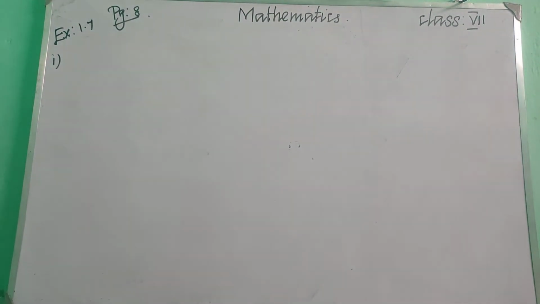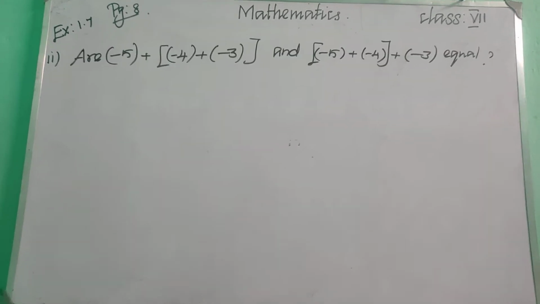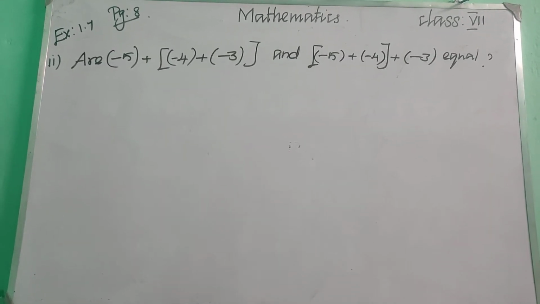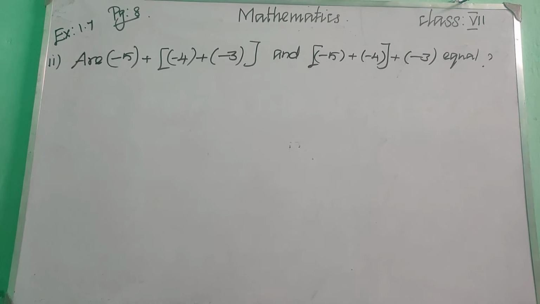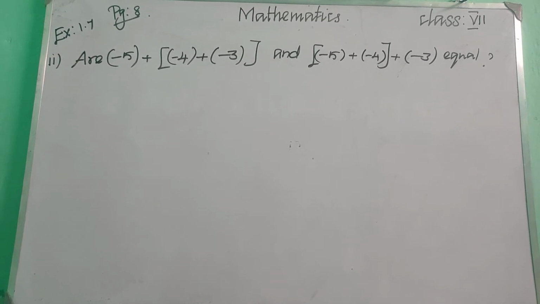So what's the question? R minus 5 plus inside the bracket minus 4 plus minus 3, and minus 5 plus minus 4 plus minus 3 are equal. So by seeing this we can understand that it's about the associative property, right? So what is the associative property we have learned?